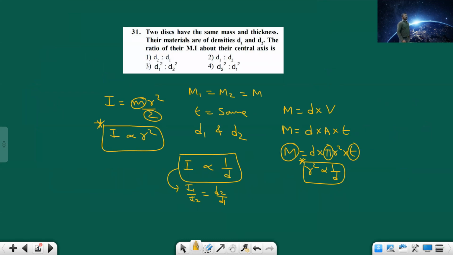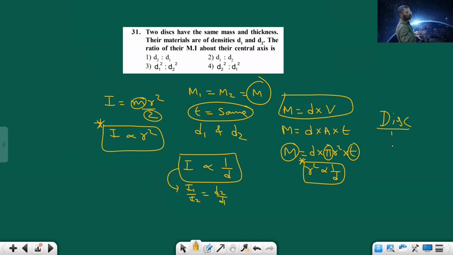Is it clear, beta? According to the information, what they told? Mass same. T is thickness, thickness same. So mass is density into volume. For disk, what is the volume of disk? Volume is nothing but area of disk into thickness. So here thickness constant, mass constant, r square is proportional to 1 by d. Moment of inertia for the disk about the central axis means mr square by 2.